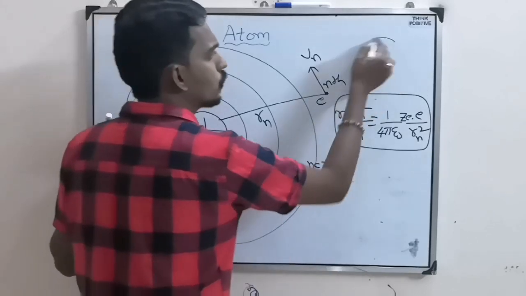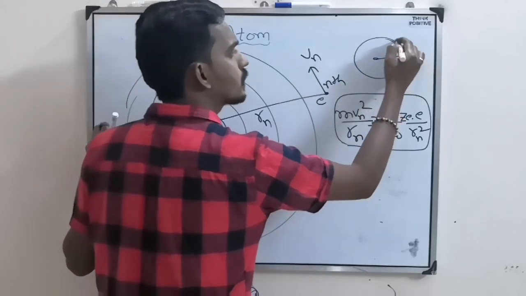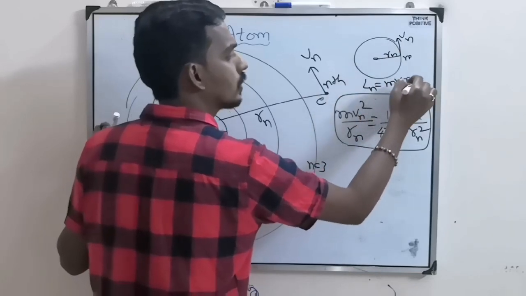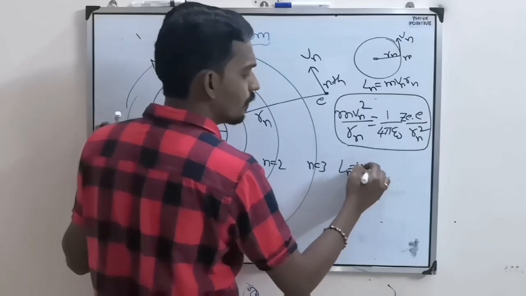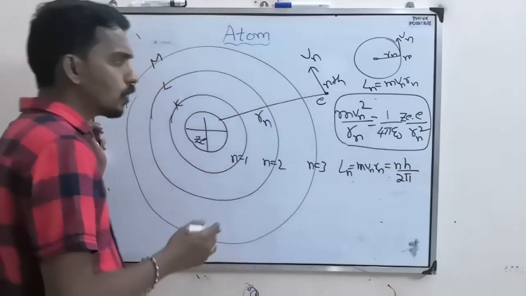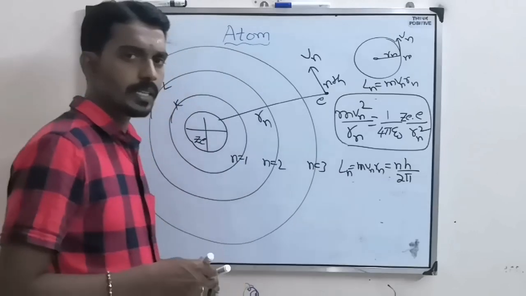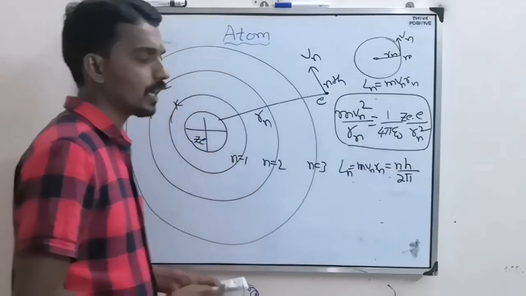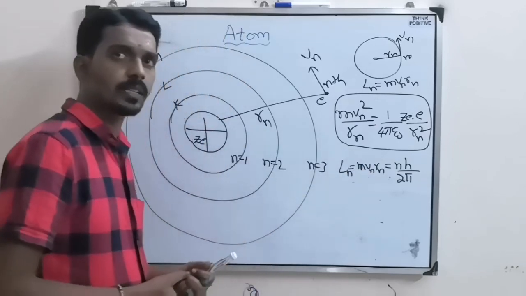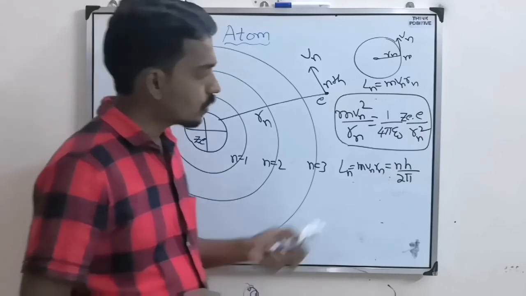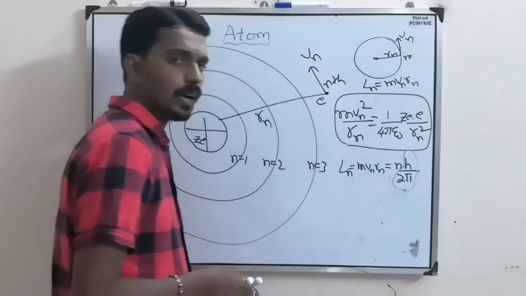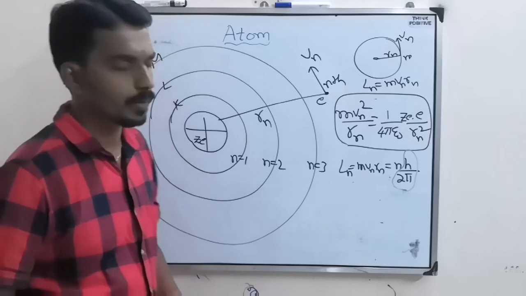And also he said, as it is moving in a circular path, any particle of mass m moving in a circular path has angular momentum mvr. So that angular momentum mvr is equal to n h by 2 pi. Suppose the third orbit means n equal to 3, the second orbit means n equal to 2, and so on. So this is the other statement he has given. That means the angular momentum of the electron in the atom is quantized. Quantization means we can write it as a multiple of some base value. Here the base value is h by 2 pi.